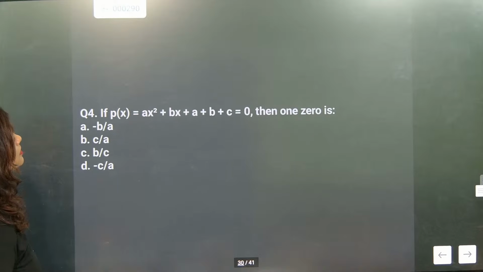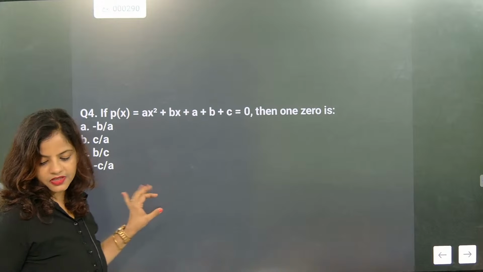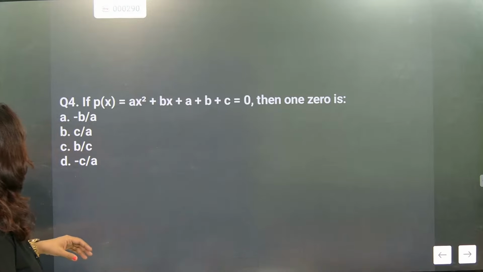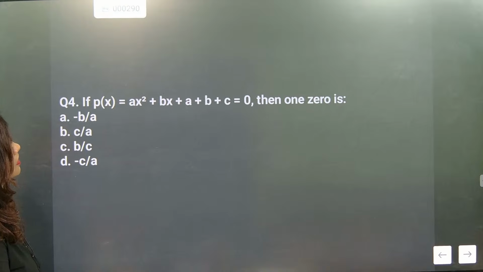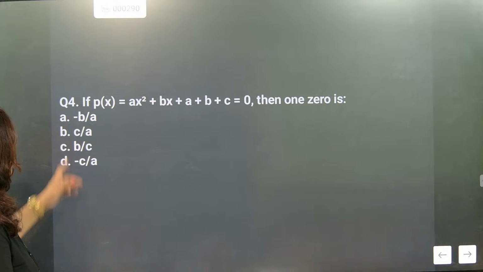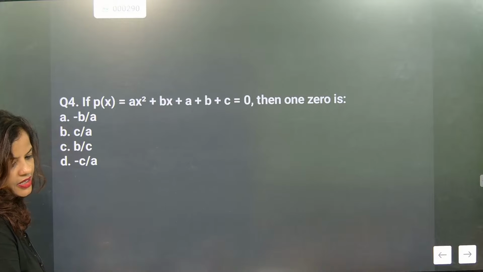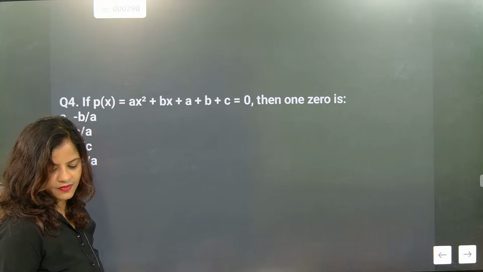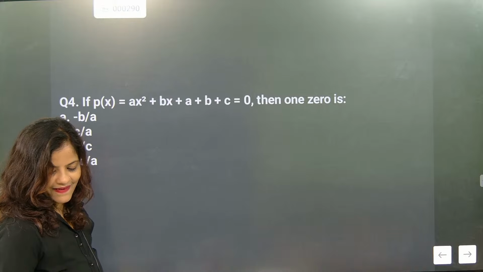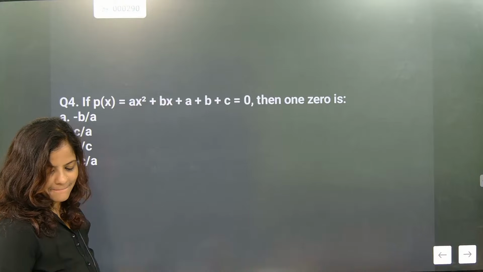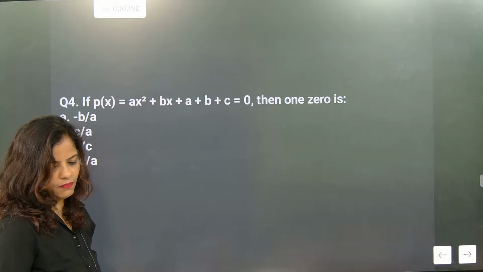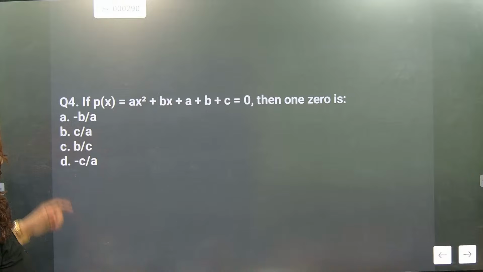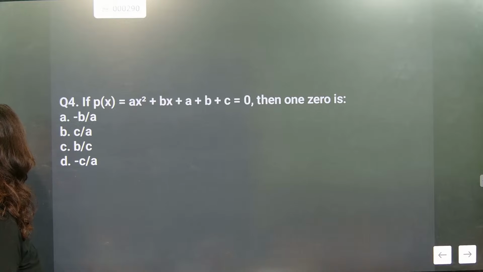Yes, this p of x is equal to ax square plus bx plus a plus b plus c. Then one of the zeros are minus b by a, c by a, b by c, or minus c by a. Then one of the zeros will be minus b by a. Very good. So the moment we will substitute minus b by a, c by a, minus c by a.